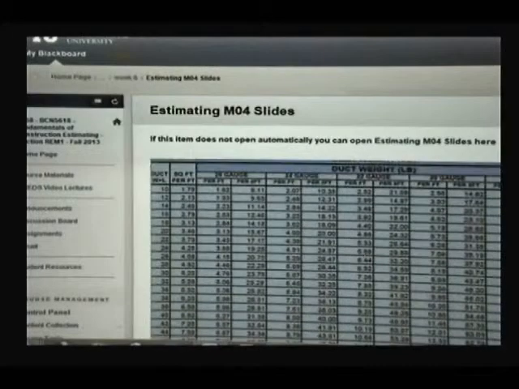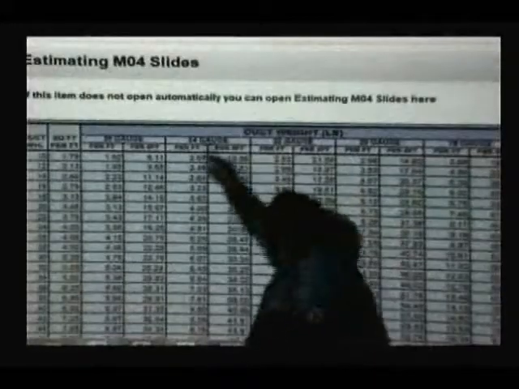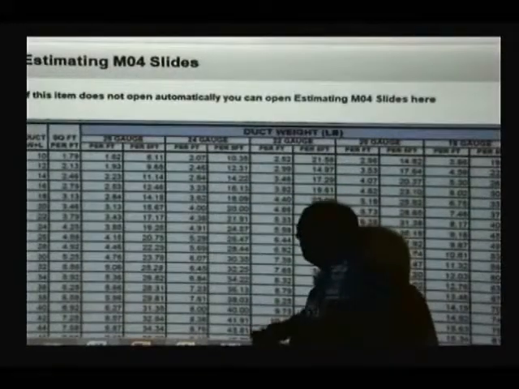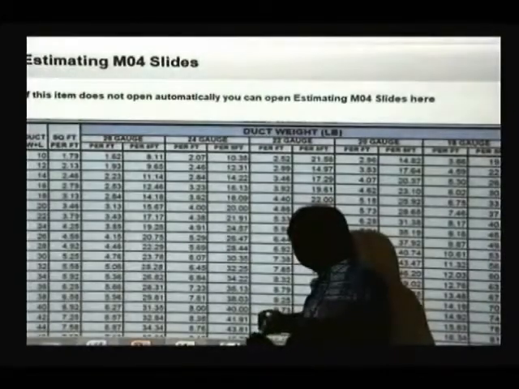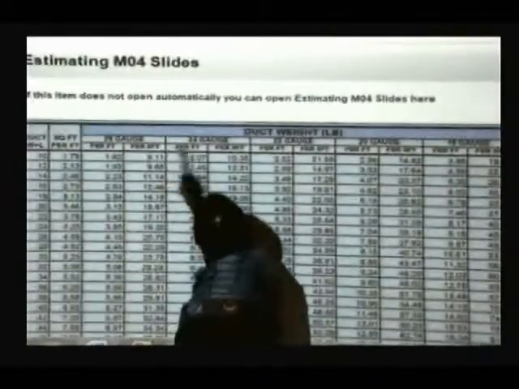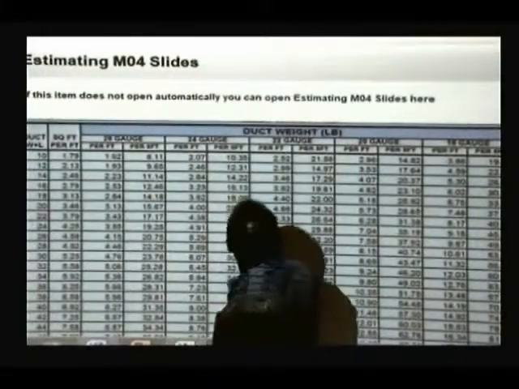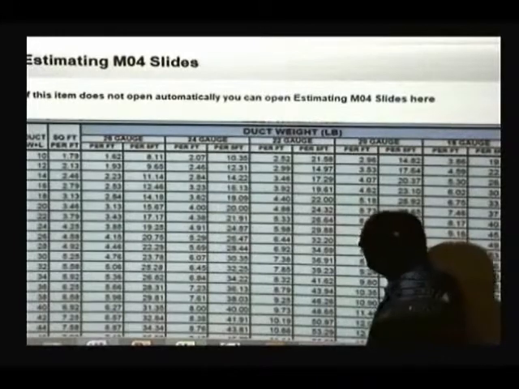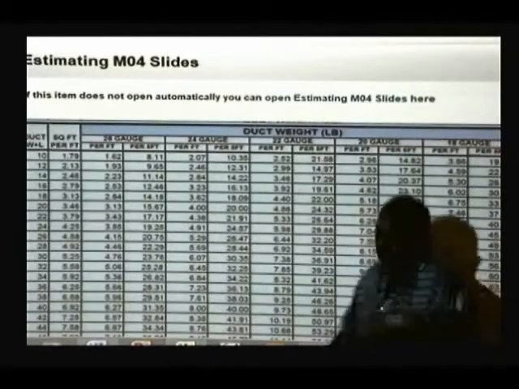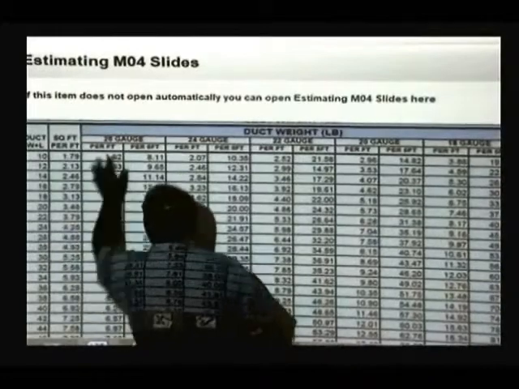Okay, so it says here weight per pound. Let me put it up a little bit. Yeah. So here we have duct weight per pound depending on the gauge. Okay, we have weight per foot and weight per 5 feet. So this would be 5 times the weight per foot. I don't know why they put it in there that way. Is that clear? So we have the surface area and then the weight.